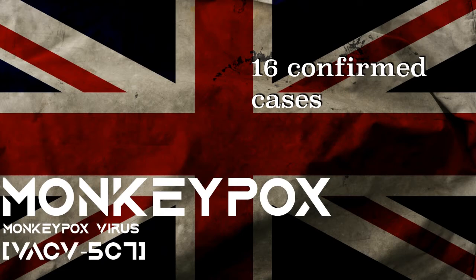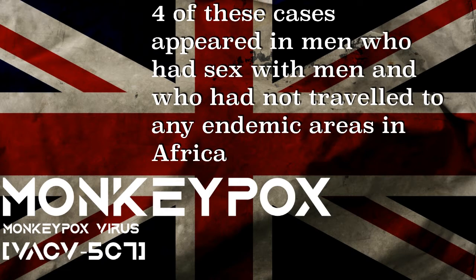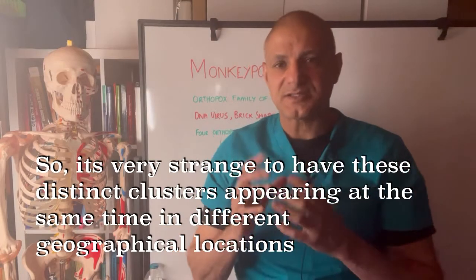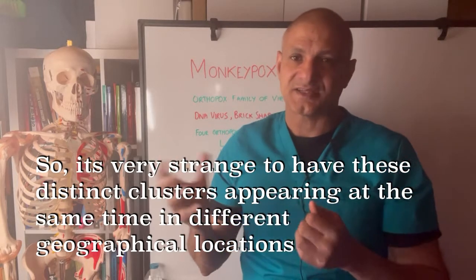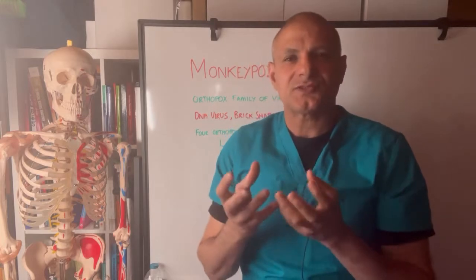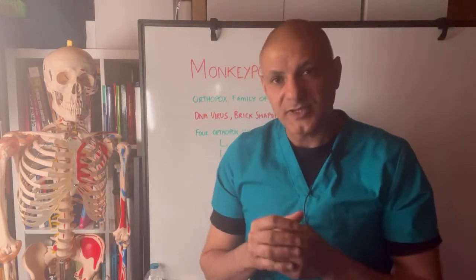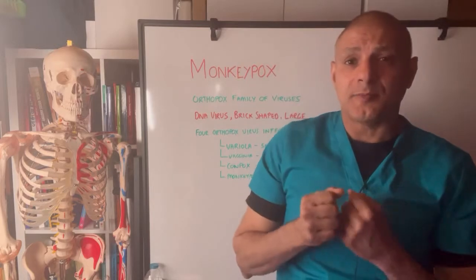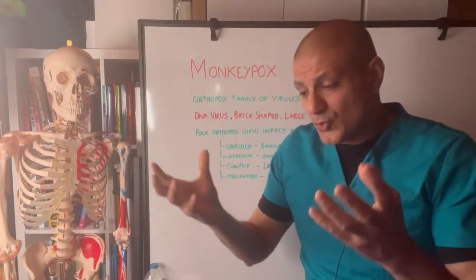The UK had 16 cases, and 4 of these cases, what was interesting, was that they appeared in a certain cohort of individuals. These were men who had sex with men, and no one had any evidence of traveling to an area in Africa where monkeypox was endemic. So it's very strange that we've got these clusters appearing in geographically distinct locations. And this, at the minute, scientists don't know why this has happened. So we need to investigate further and be aware of people who get further symptoms.